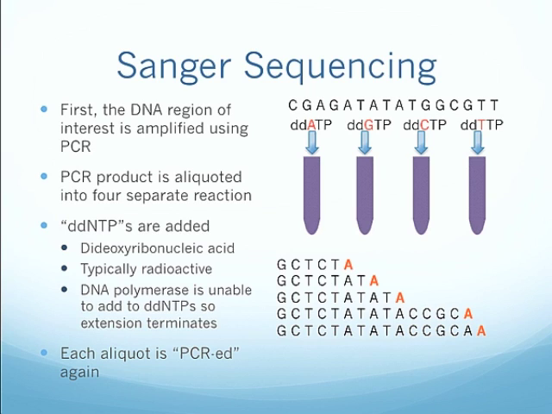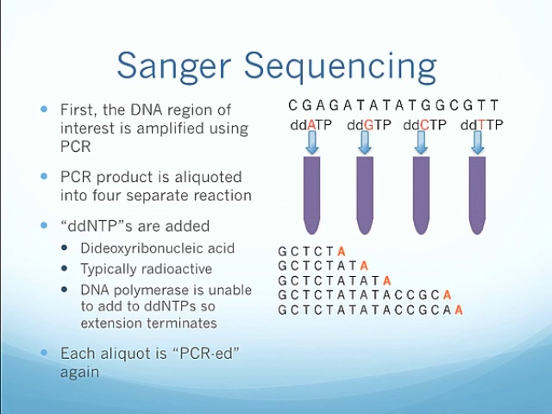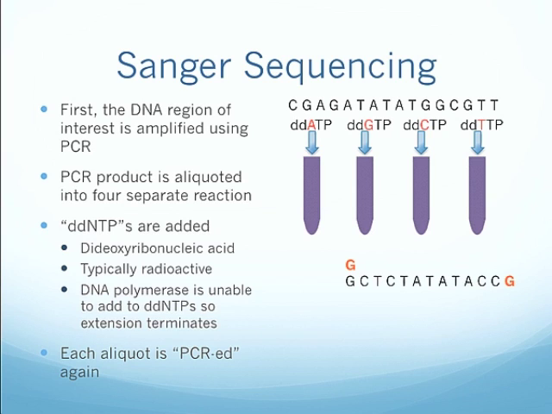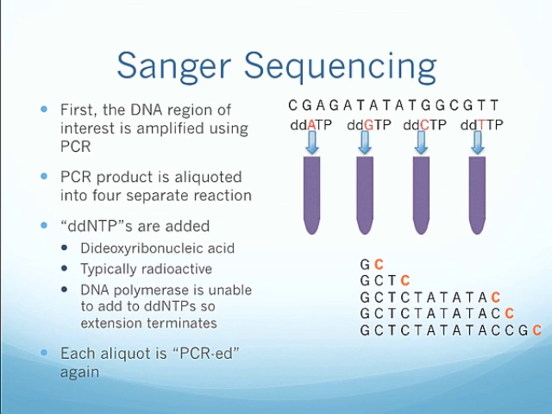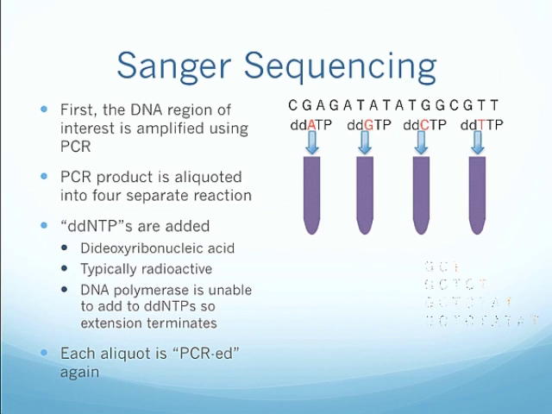The important thing to note is that fragments in the first tube will end with A. Fragments in the second tube will end with G. Fragments in the third tube will end with C. And fragments in the fourth tube will end with T.